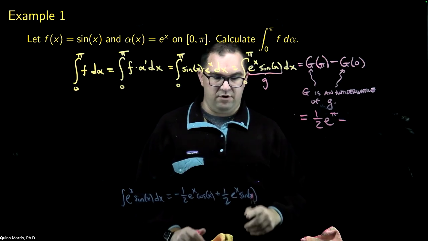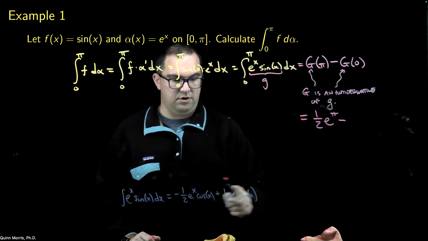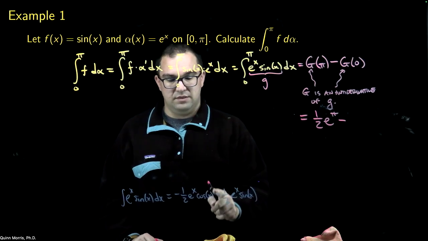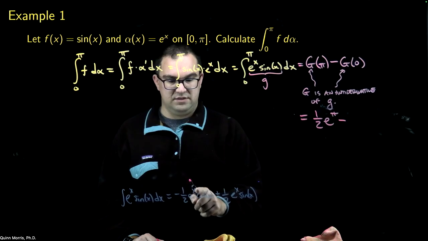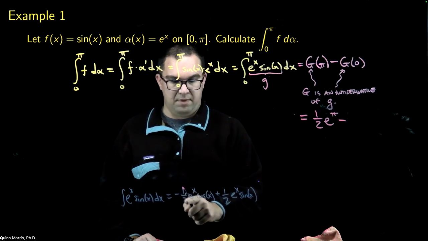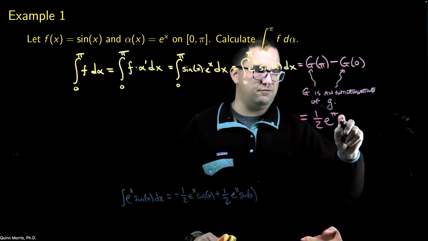Minus a g of 0. If I plug in 0, well, sine of 0 is 0, so the second term goes away. This first term, cosine of 0 is 1. E to the 0 is 1. So I'm just going to get a minus 1/2. So I have a minus -1/2.